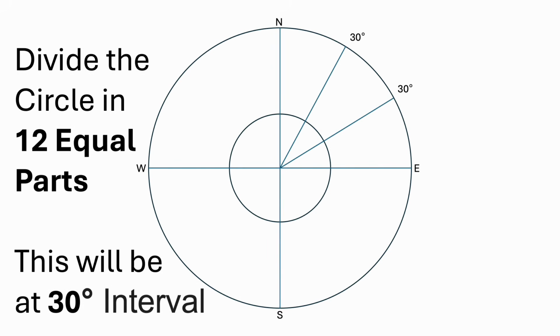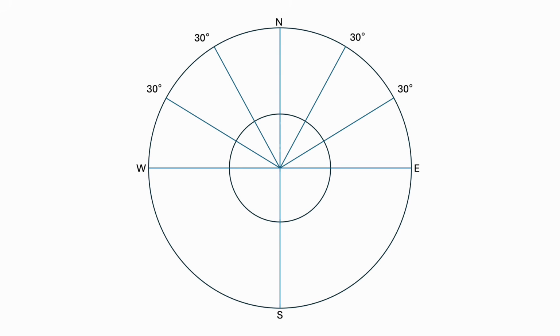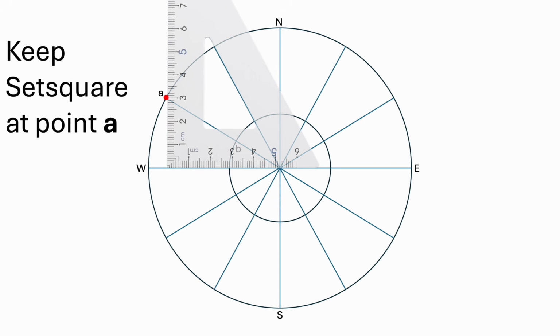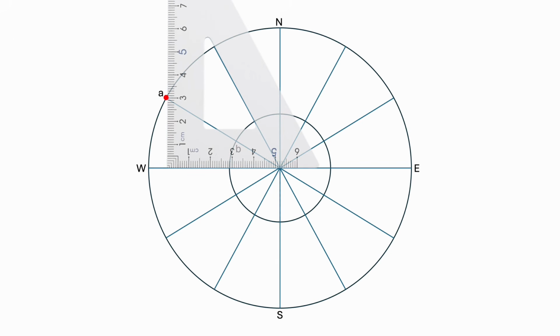Divide the circle in 12 equal parts. Each part will be at a 30-degree interval. Now keep a set square at point A and drop a perpendicular A dash.